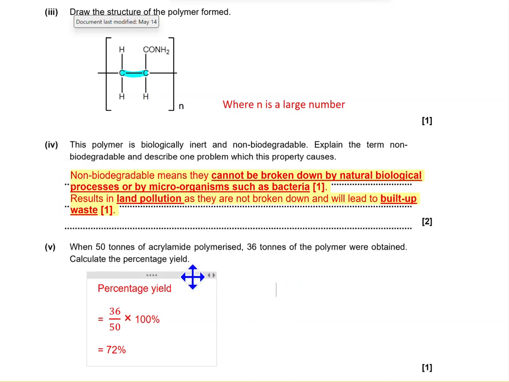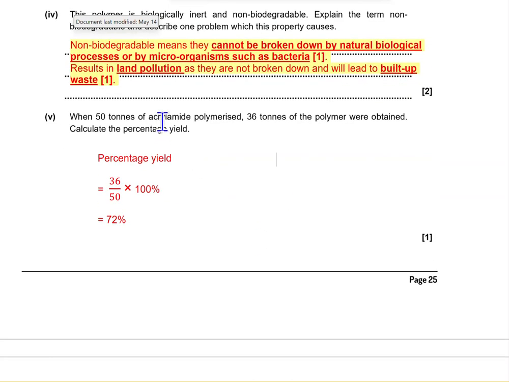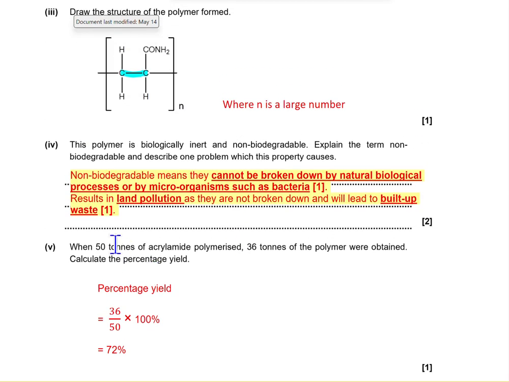Okay, next one. When 50 tons of acrylamide polymerized, 36 tons of polymer were obtained. The percentage yield. Now, the expected polymer is 50 tons because in addition polymerization, there's no loss of molecule. No loss of molecule means all the monomer must convert and become part of the polymer. So if I give 50 tons, by right you should have 50 tons, but you only get 36. So the actual over the theoretical maximum is called percentage yield.